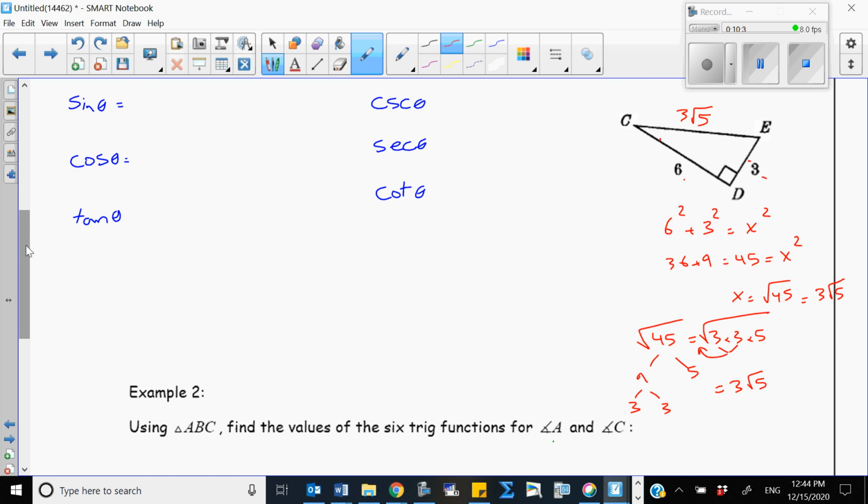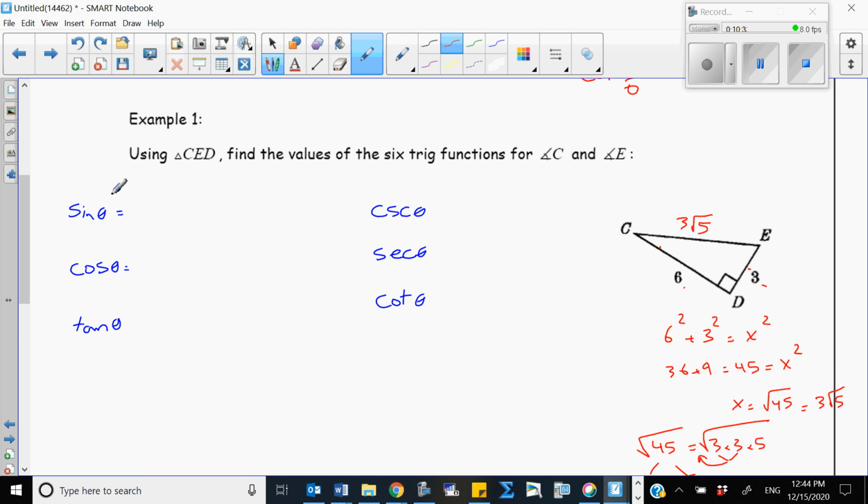Now I'm ready to find all the trig functions. Which angle am I working on? I'm working on angle C, which I call theta. Now, if this is the angle, the opposite of that is going to be this one. So this one is the opposite side. And the hypotenuse is this one because it's opposite the 90 degrees angle. And the other one here, beside the angle, is the adjacent.